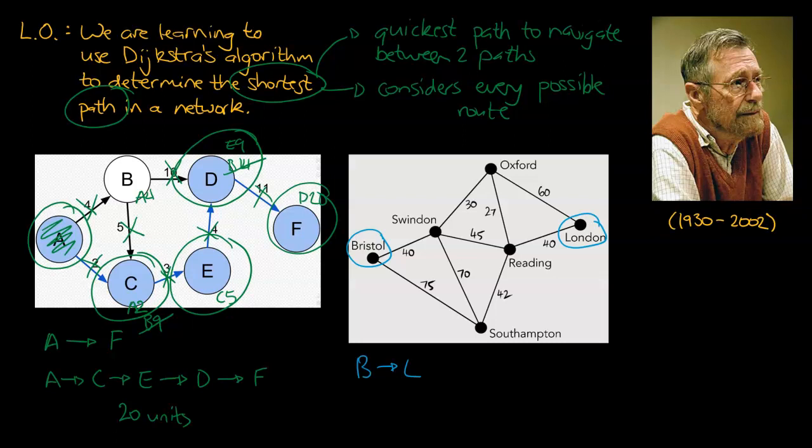So let's start off, let's go Bristol to Swindon. So at Swindon, we're going to write B40, and that relates to B for Bristol and 40 for the network there. So we can cross off this edge.